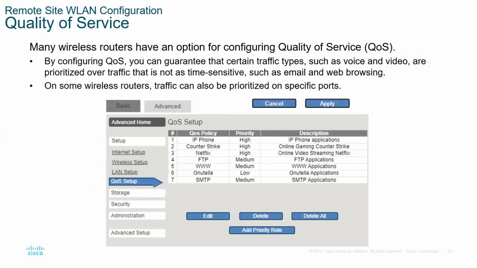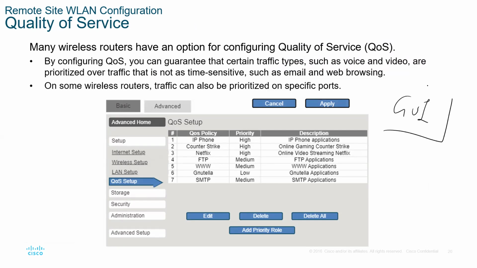The router will also offer QoS, quality of service, prioritization of one traffic over the others, if I can say. By configuring QoS, you can guarantee that a certain type of traffic is prioritized over traffic that is not as time sensitive, such as email and web browsing. Some wireless routers can also prioritize traffic on specific ports. So this is a GUI.